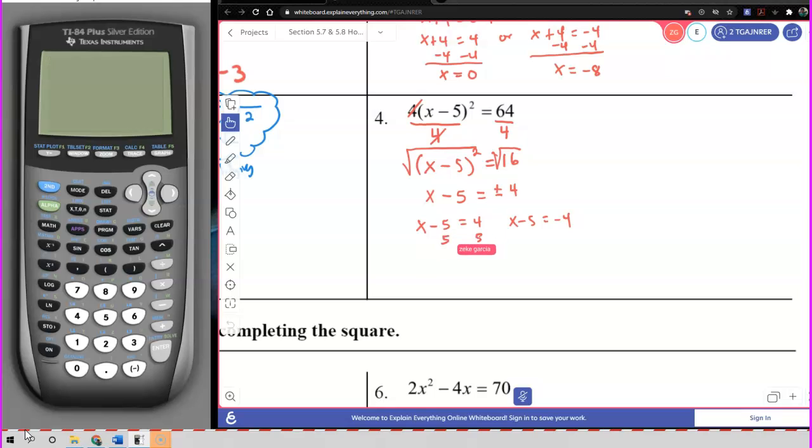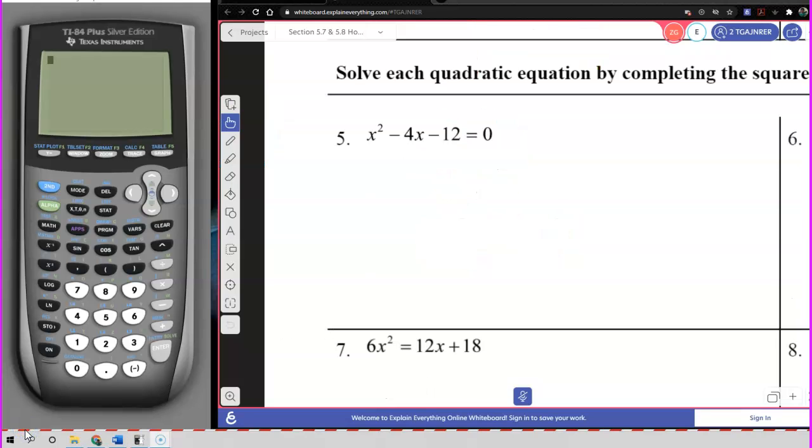You add 5 to both sides. So you're solving for x here, so you have x equals 9. So that's the first answer, or first possibility. The second equation, you add 5, so you have x equals 5 plus negative 4, which gives you 1. So your answer is either 9 or 1.